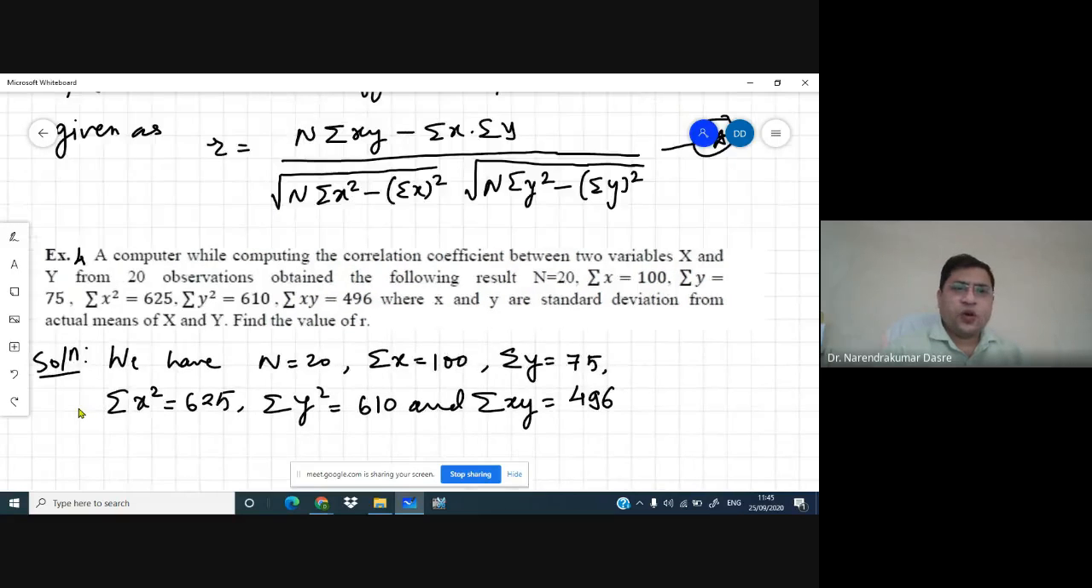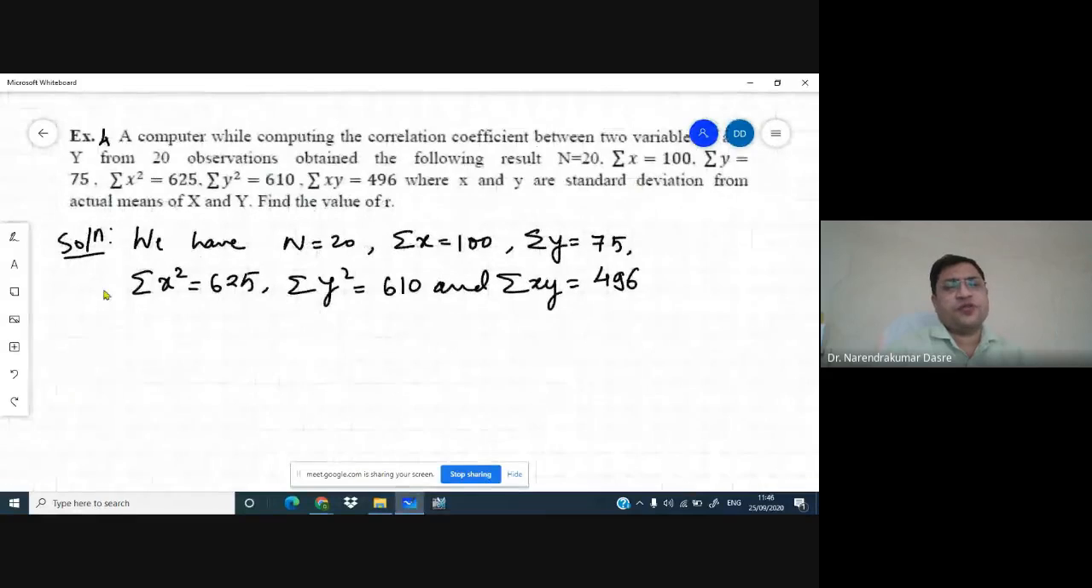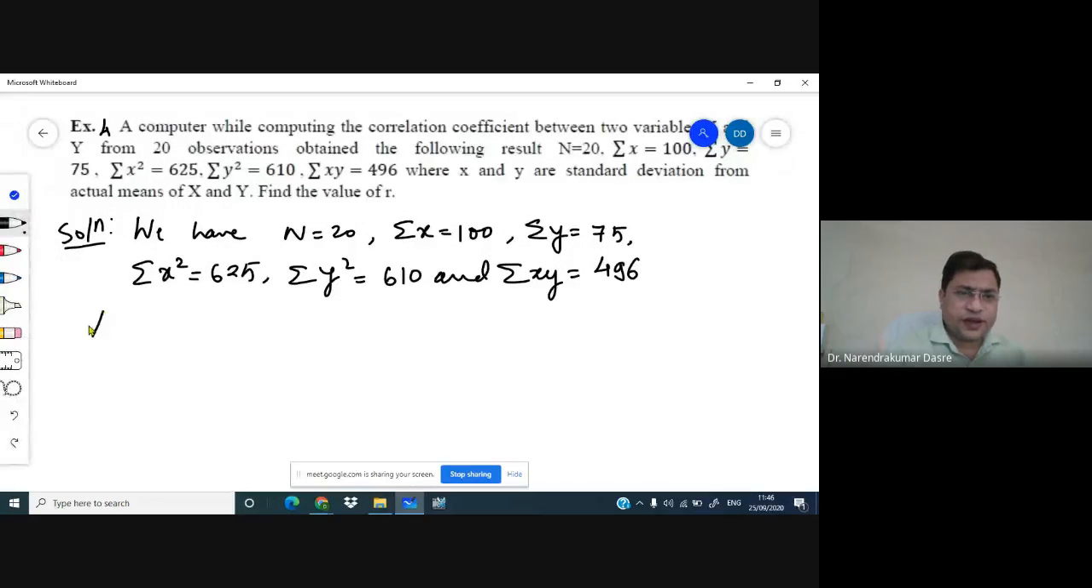So you can see all the terms that are required in this formula are already given to us. So we don't have to make the table here. Already the data is pre-processed. So we have obtained this result. The table has been made and then the calculations were done, and then we got these summations. So we just have to use these summations in this formula to calculate the coefficient of correlation. And so we write here the coefficient of correlation.